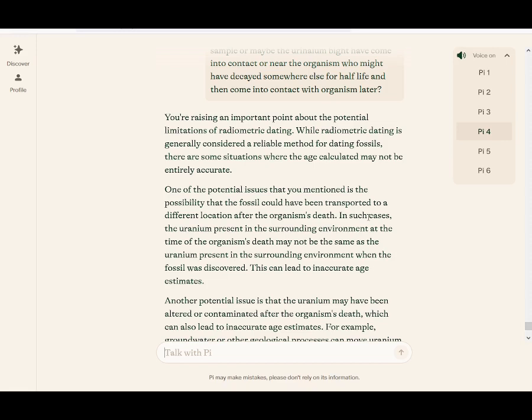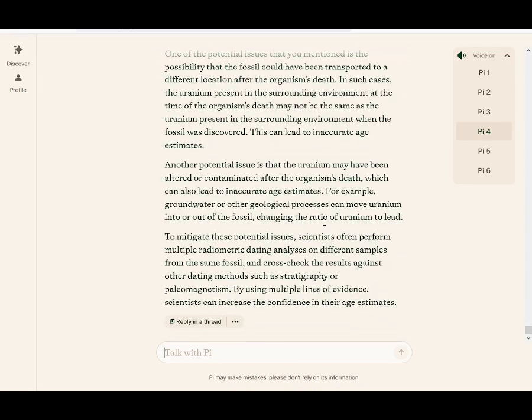In such cases, the uranium present in the surrounding environment at the time of the organism's death may not be the same as the uranium present in the surrounding environment when the fossil was discovered. This can lead to inaccurate age estimates. Another potential issue is that the uranium may have been altered or contaminated after the organism's death, which can also lead to inaccurate age estimates. For example, groundwater or other geological processes can move uranium into or out of the fossil, changing the ratio of uranium to lead.